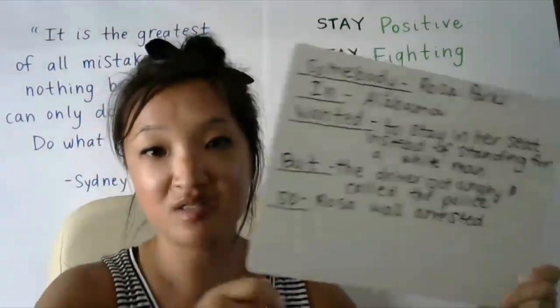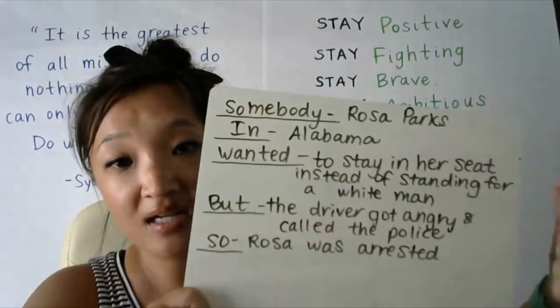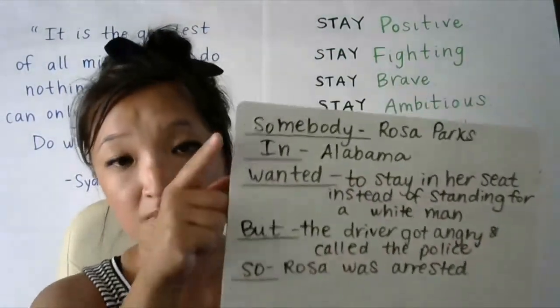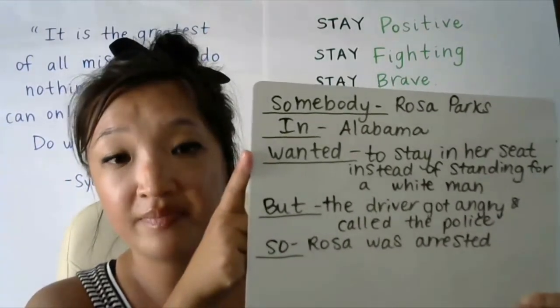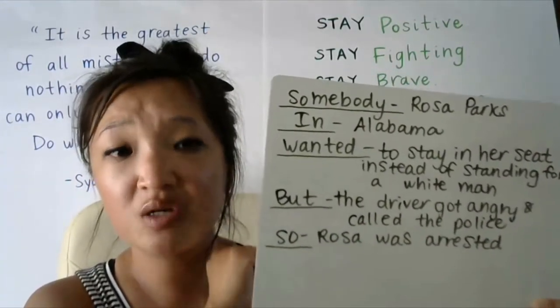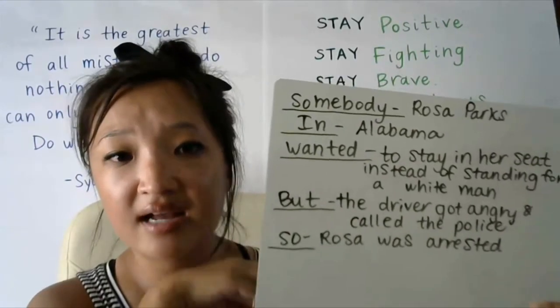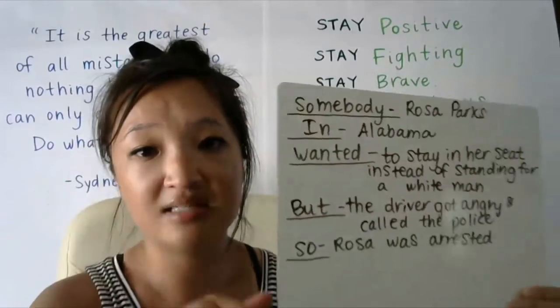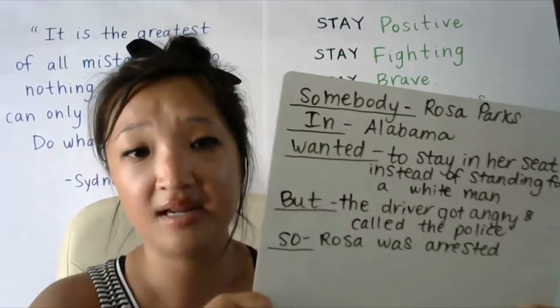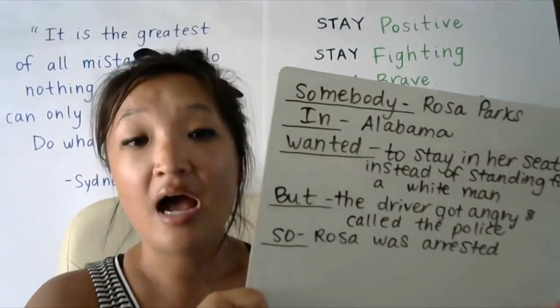So here's what we have so far. Again, you can put it in a little chart like this. So the somebody was Rosa Parks in Alabama, wanted. And what did she want? We left off right at that it was just about to happen. She wanted to stay in her seat instead of standing up for a white man while riding the bus.